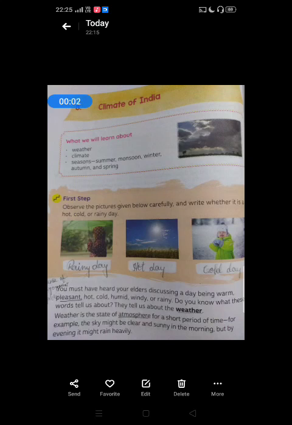Good morning, children. Today we are going to start a new chapter, that is chapter number 8, Climate of India. What is it? Climate of India at page number 52. Open your books at page number 52.